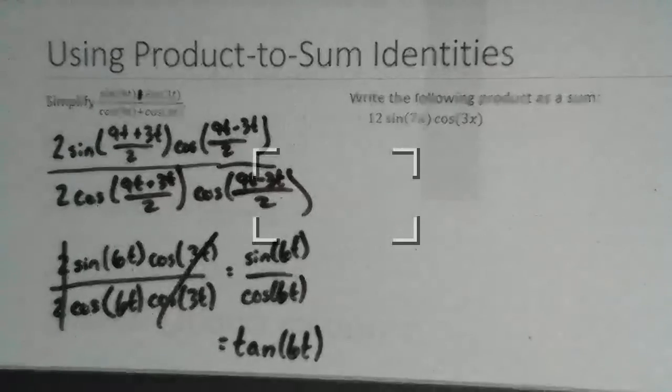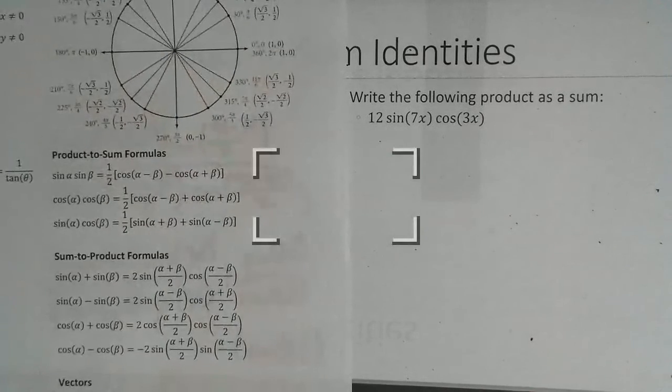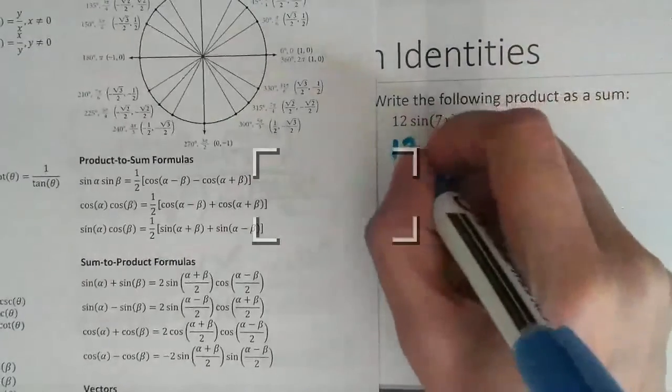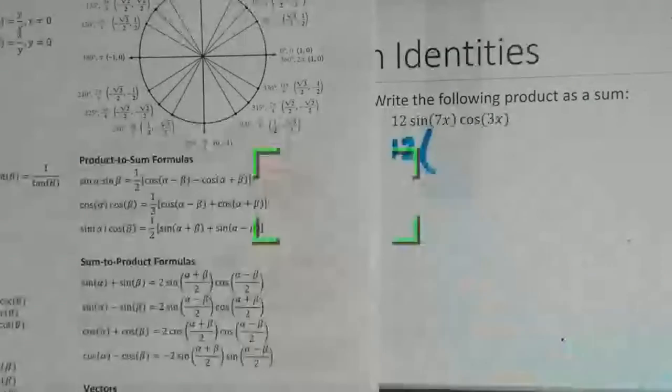Now we're going to write the following product as a sum. I'm looking at 12 times the sine of 7x times the cosine of 3x. Well, if we want to go from a product to a sum, I think our product to sum formulas are going to be of use here. The problem is with my product to sum formulas, they don't tell me what to do with a coefficient out front. So what I'm going to do is leave this 12 out front and just say whatever I get for sine of 7x times cosine of 3x, and multiply it by 12.